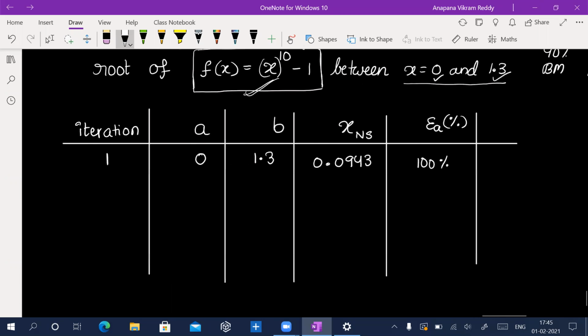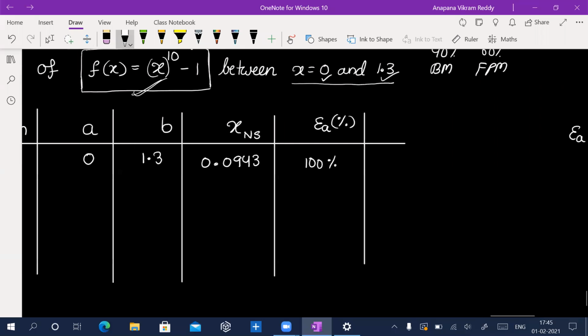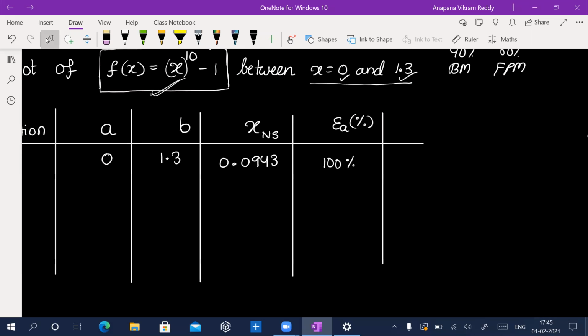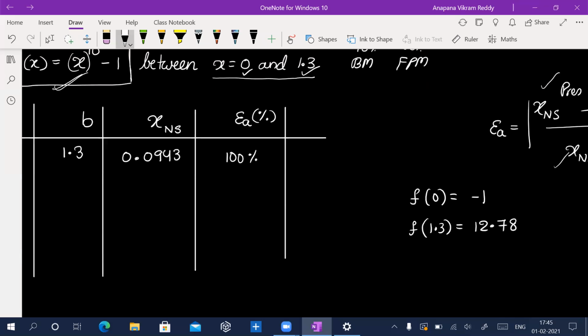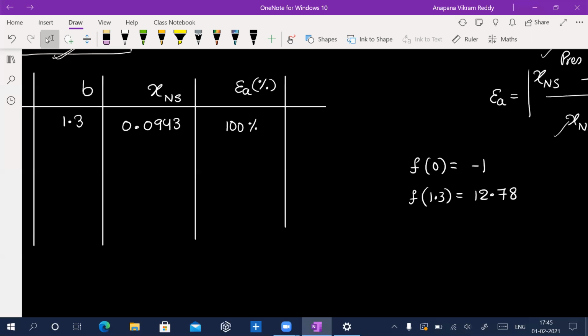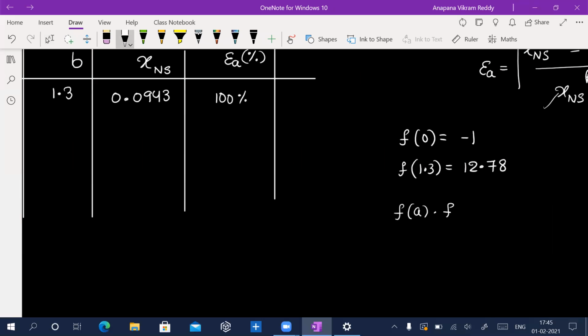Okay. Iteration number 2. Now you tell me. Now what do you do? See, f of B is less than 0. F of A is equal to, I have negative value, I have -1. What did you get for f of 1.3? What value you obtained here? Someone told me 12.78. Yes, sir. Okay, so if I take this product, I will get less than 0. So therefore, there is a root between A and B. That's what we have. Now again, what I'll do? I'll do this. F of A multiplied by f of first one, XNS1. I will just take the product. F of A is equal to -1. What about this? What did you get?